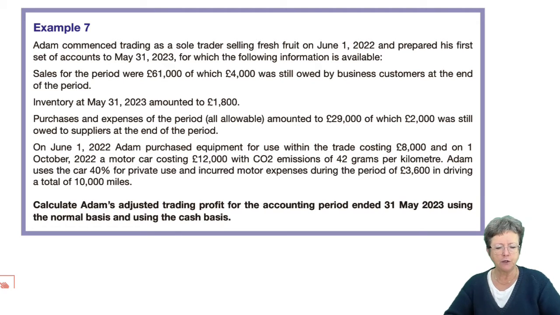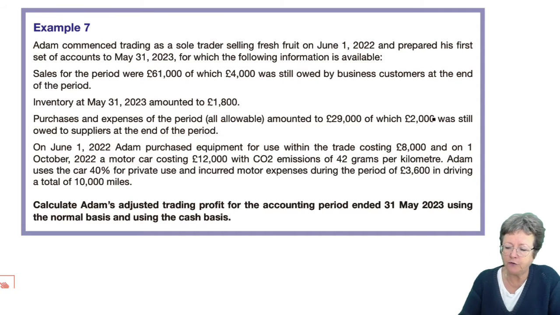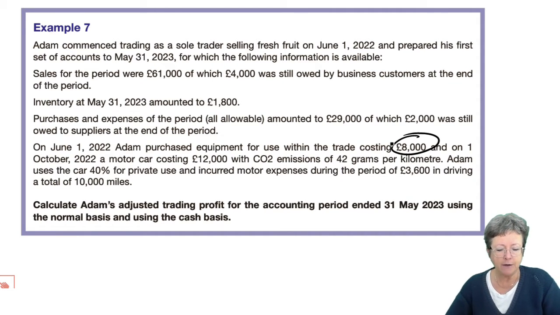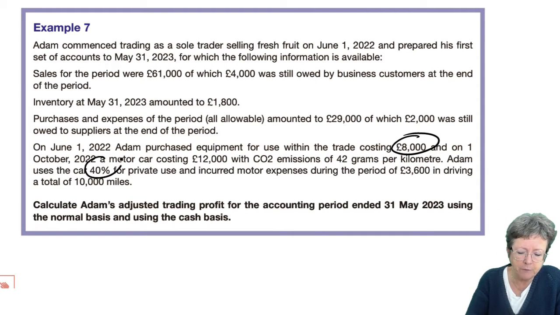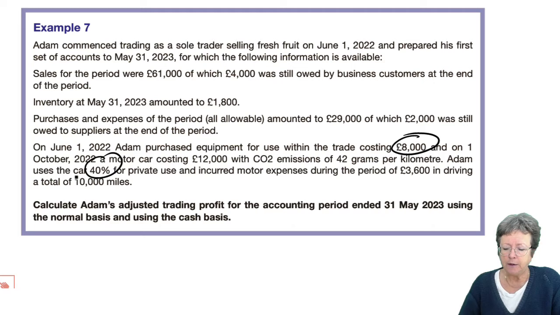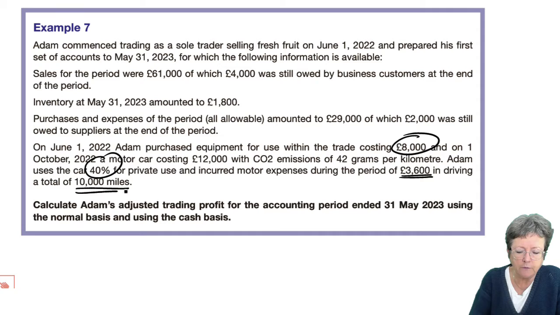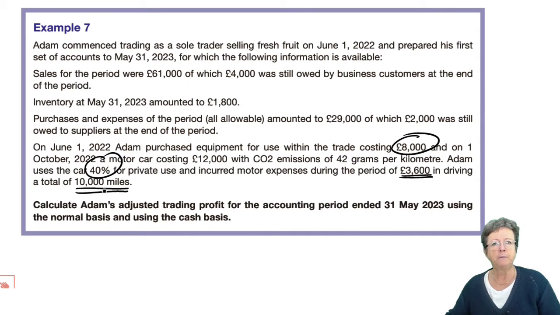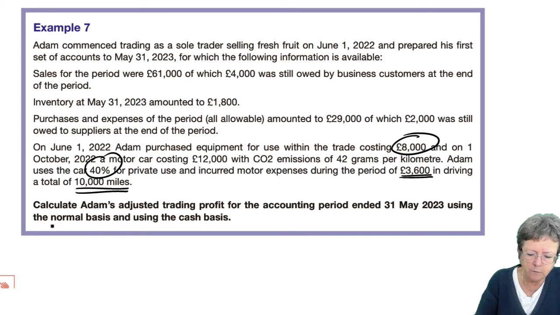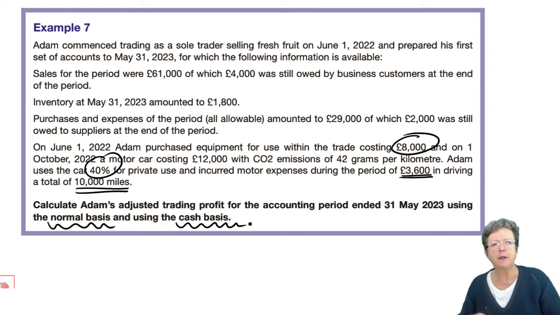We haven't paid for those yet. He bought some equipment for the trade, which cost him 3,000. And he bought a car, and he uses it 40% for private. And he had some expenses during the period, and he drove a total of 10,000 miles. Let's have a look at how that would work. So we're going to do 2 answers. The normal basis and the cash basis. Right, let's have a look at how that looks.